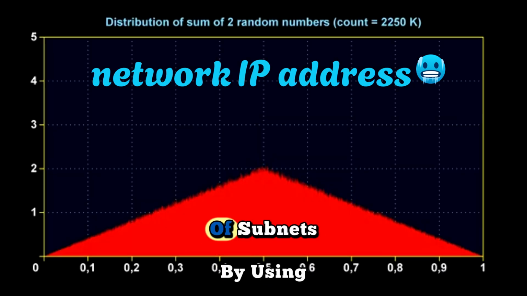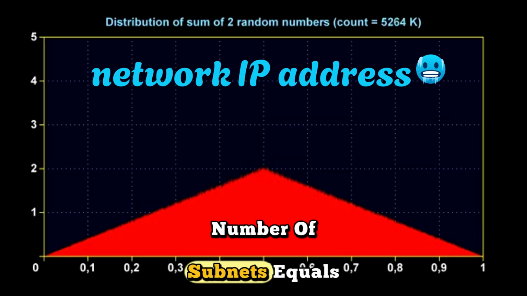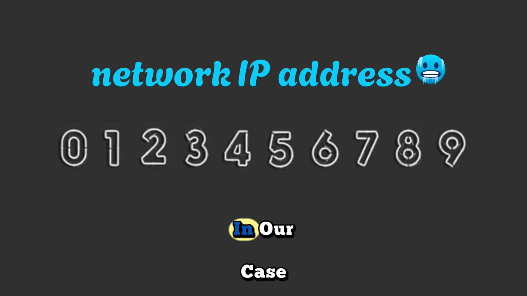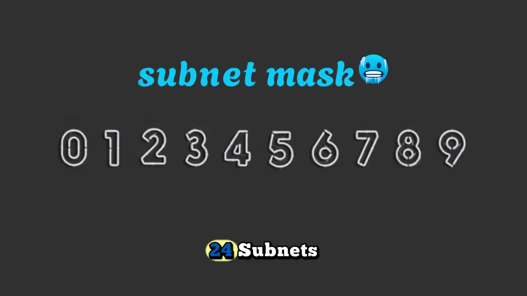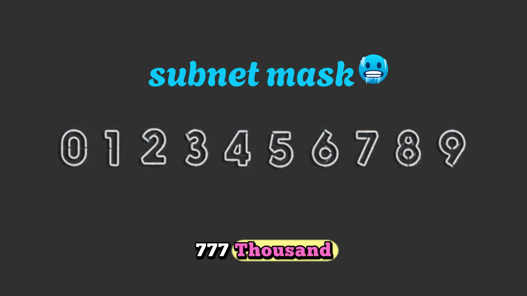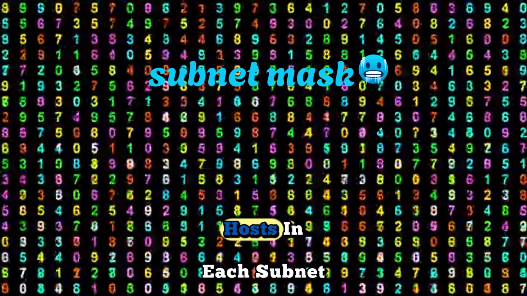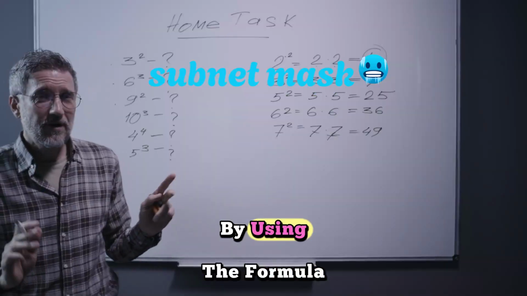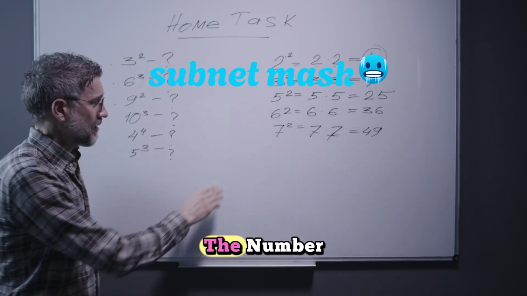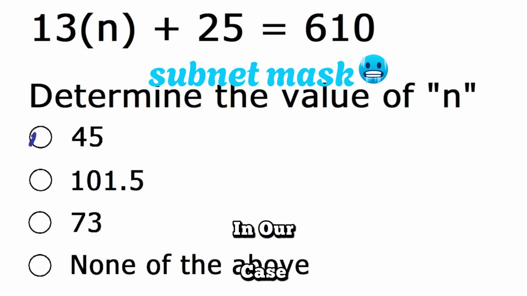Now we can find the number of subnets by using the formula number of subnets equals 2 to the power s, where s is the number of subnet bits. In our case, we have 2 to the power 24 subnets, which is 16,777,216. Next, we can find the number of hosts in each subnet by using the formula number of hosts equals 2 to the power h minus 2, where h is the number of usable host bits. In our case, we have 2 to the power 8 minus 2 hosts, which is 254.